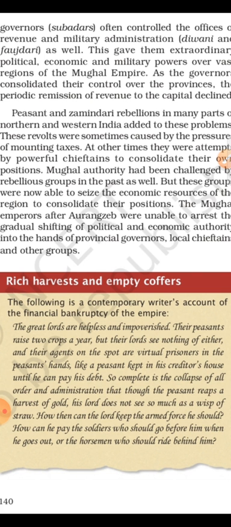So the account is saying about that. The condition of agriculture is not good, so that's why they are not giving taxes properly. If the taxes are not properly given, then how can the mansabdar arrange the army? That is the main cause, we can say.